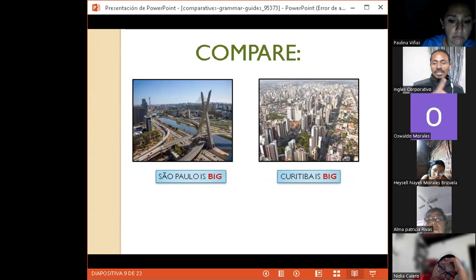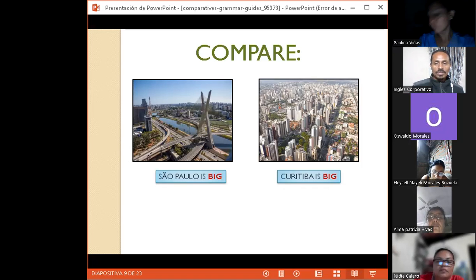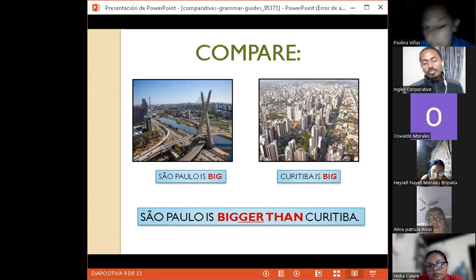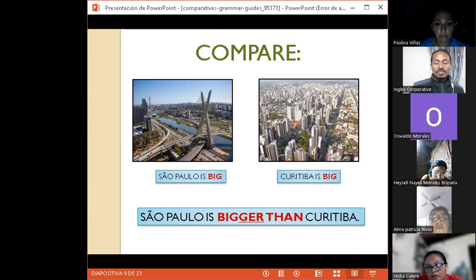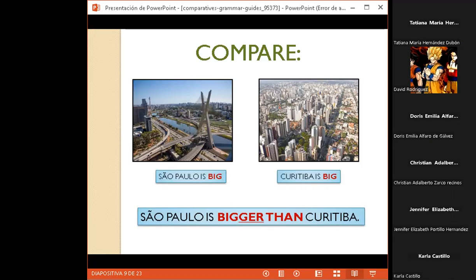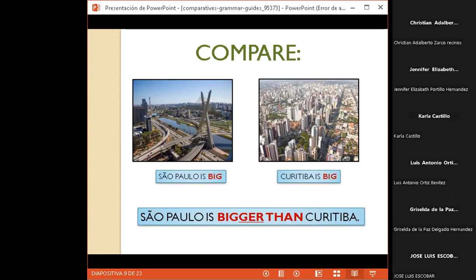Hot. ¿Se acuerdan? Hot. H, consonante, vocal, consonante. Monosílabo con este patrón. Entonces el comparativo duplica la última consonante y luego le agregamos ER. Sao Paulo is bigger than Curitiba. ¿Ok?